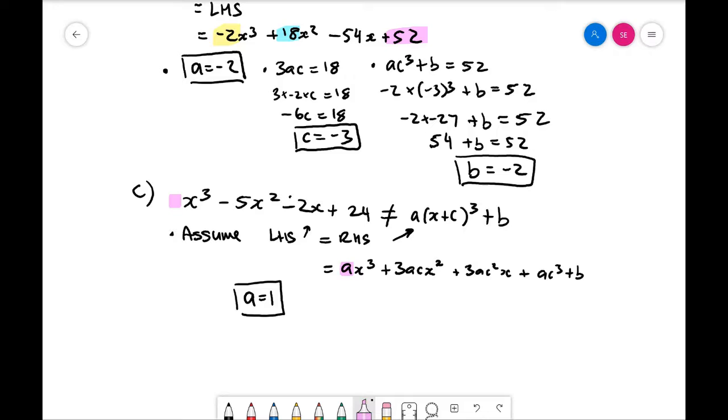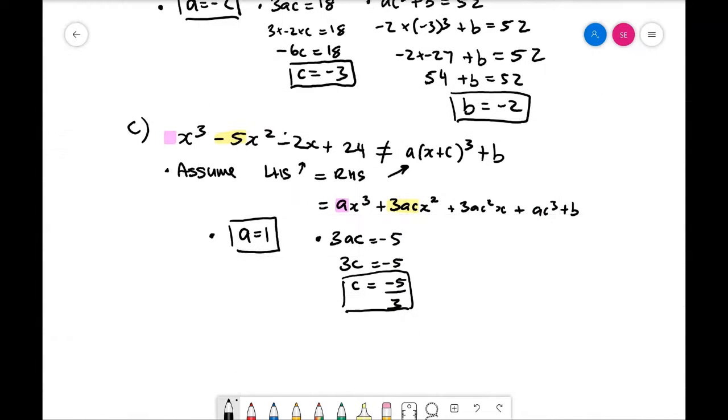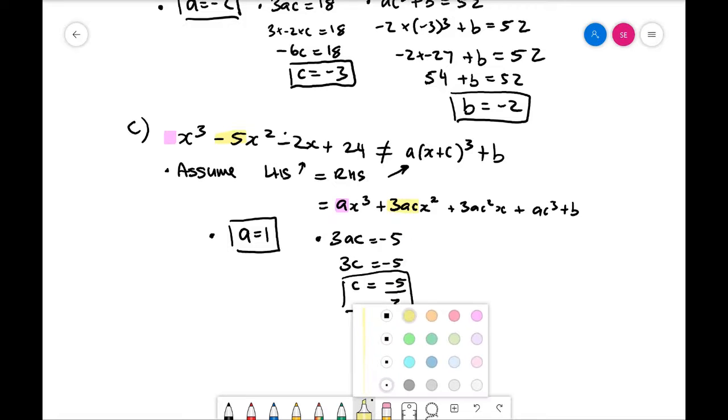Okay. And then what we'll do next is equate the x squared coefficient. So we've got 3ac is equal to minus 5. Now we know a is equal to 1, so that means 3c is equal to minus 5, which means c is equal to minus 5 on 3.